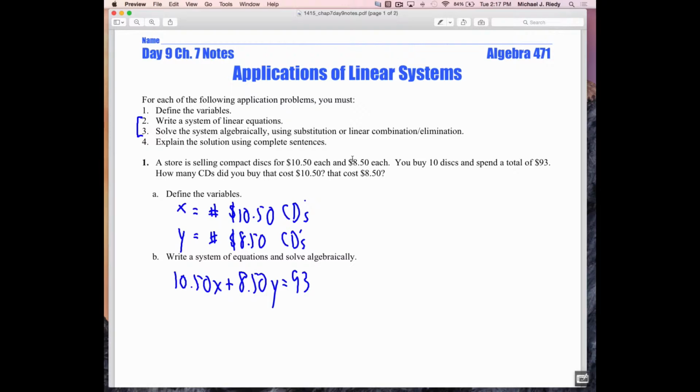Emily? X plus Y equals 10. Perfect. X plus Y equals 10. And remember, if you're feeling saucy, you could write a brace in front of that to denote that you have a system. What's your problem? I made an ugly brace. That's okay. Practice makes perfect.